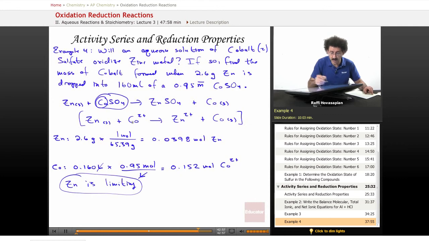So again, 1 to 1, I have 0.152 moles of cobalt. I need 0.152 moles of zinc. I only have 0.0398 moles of zinc. Not enough. Therefore, that's what's limiting. The zinc is limiting, so I have to use the 0.0398 in my further calculations.